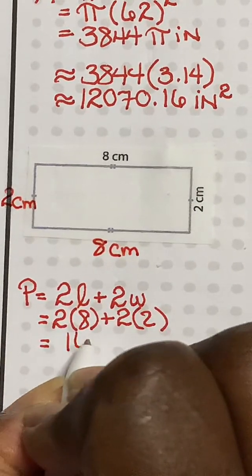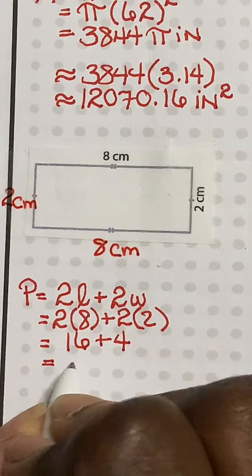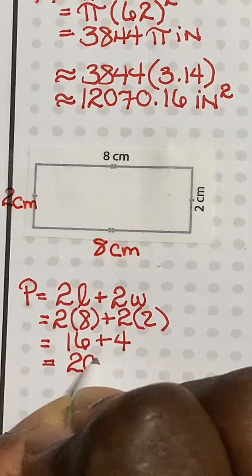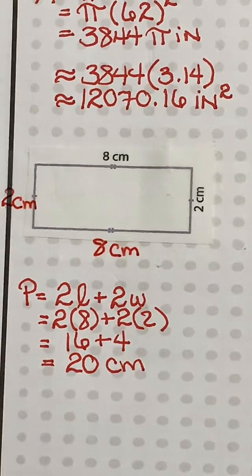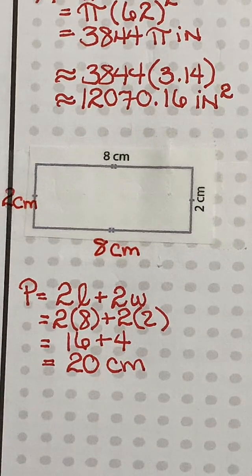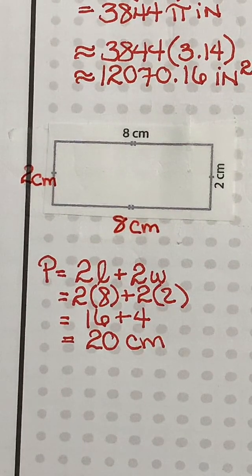So here we have 16 plus 4. 16 plus 4 gives me 20. So 20, and don't forget my units, 20 centimeters. You can do 2 times the length plus width. You can do that as well. Okay, you're going to get the same answer.